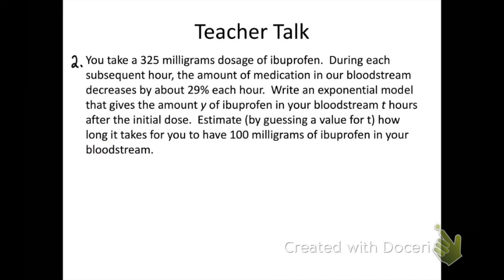Number 2, you take a 325 milligram dosage of ibuprofen. During each subsequent hour, the amount of medication in your bloodstream decreases by about 29% each hour. Write an exponential model that gives the amount Y of ibuprofen in your bloodstream T hours after initial dose. Estimate by guessing the value for T, how long it takes for you to have 100 milligrams of ibuprofen in your bloodstream.